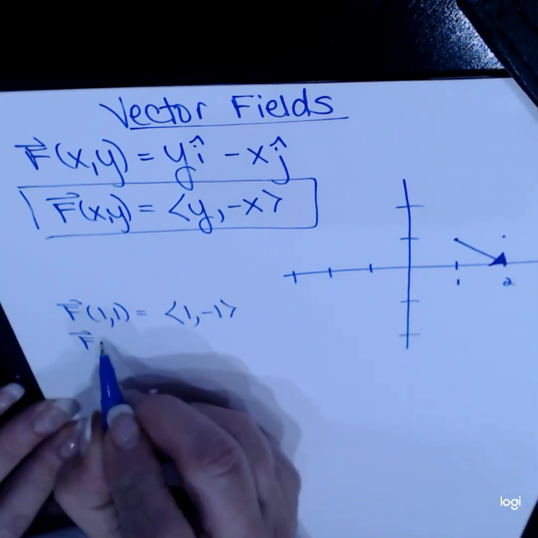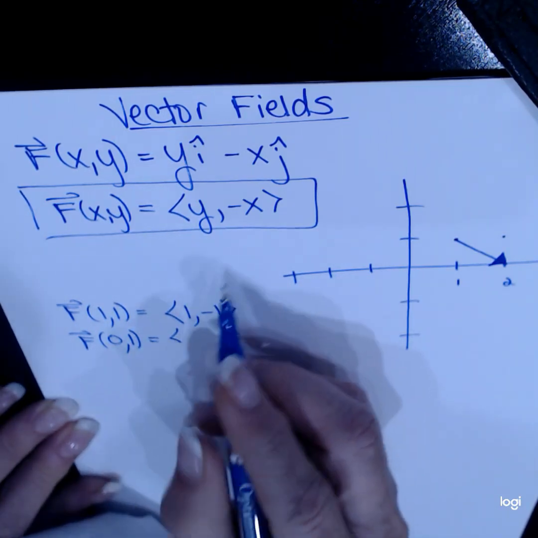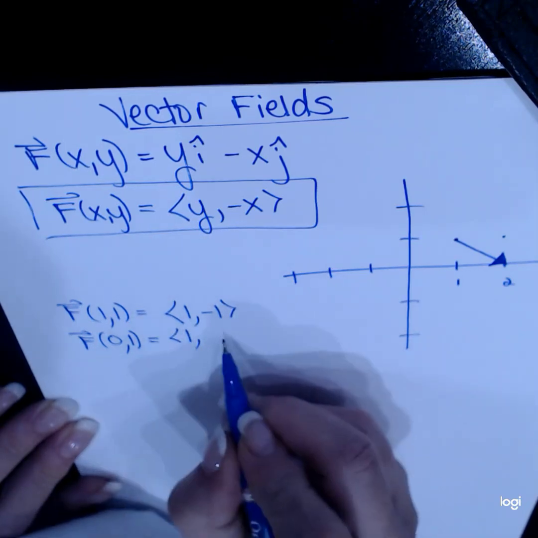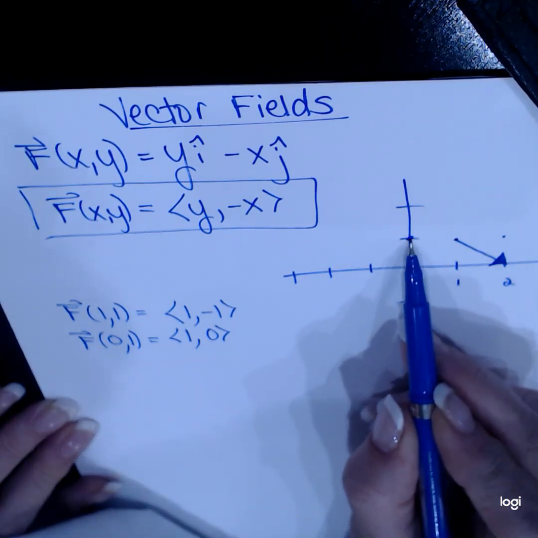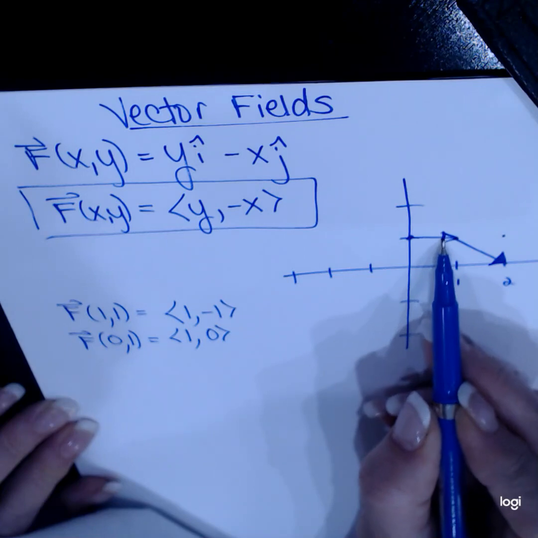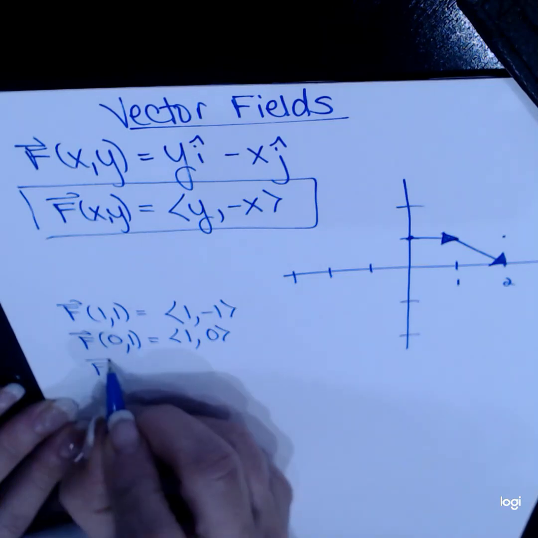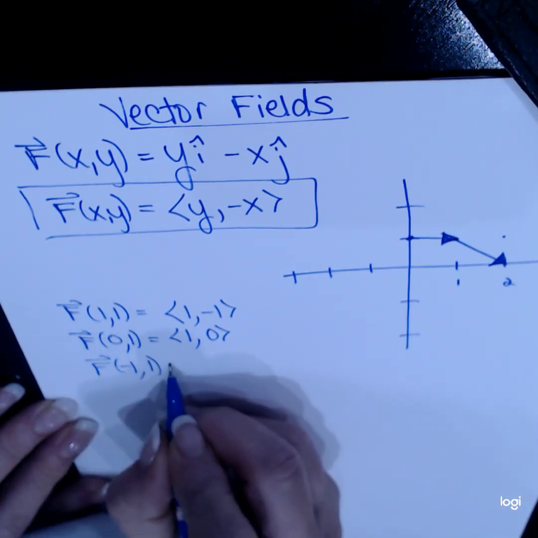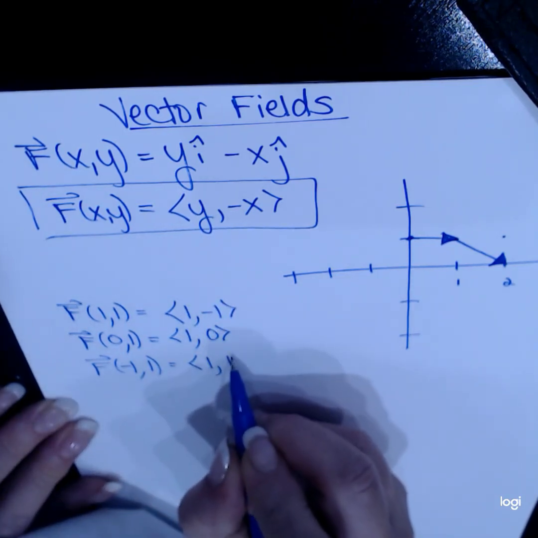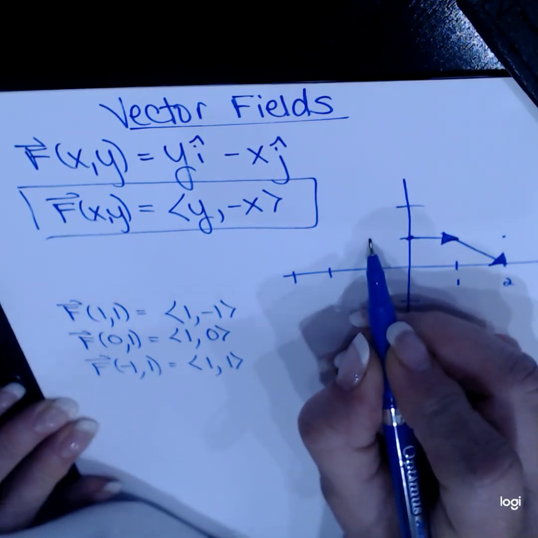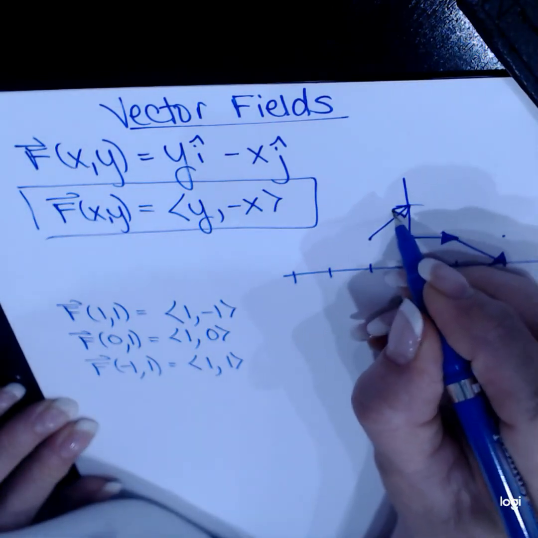And I could just come in and start picking certain values, for example, 0, 1. Again, I'm going back to this definition. Here the y is 1 and the x is 0. So when I'm at the ordered pair 0, 1, I have a vector which goes 1 unit in the x direction and no units in the y direction, which gives me this vector here. And then I might try something like negative 1, 1. That's going to give me the vector, again going back to this rule, 1, 1. So when I'm at the ordered pair negative 1, 1, I have a vector which goes 1 unit in the positive x, 1 unit in the positive y. So I have this vector here.